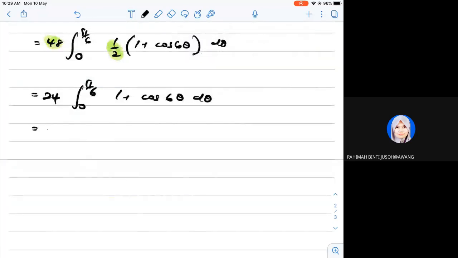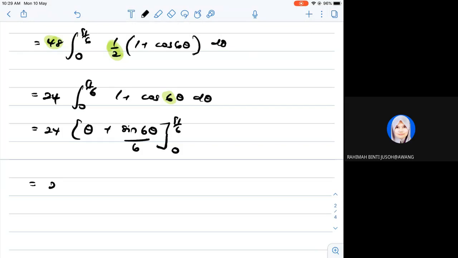Alright. So integrate 1, we will get theta. And then integrate cos 6 theta. Positive or negative sign? Positive, right? Integrate cos 6 theta. Dapatlah positive sin 6 theta divides by, ni 6 ni bawa ke bawah. Okay, very good. So divide by 6. And then substitute the limit pi over 6 until 0.